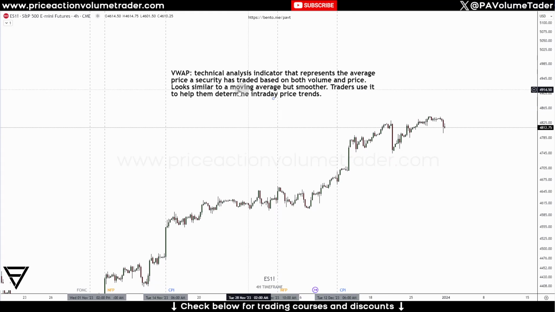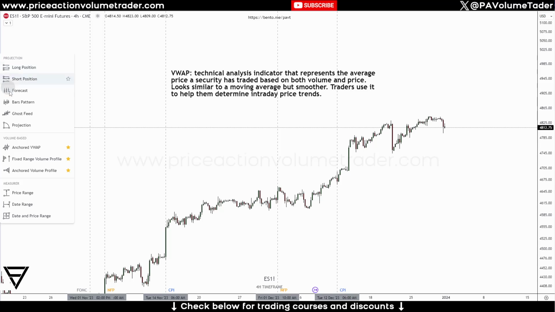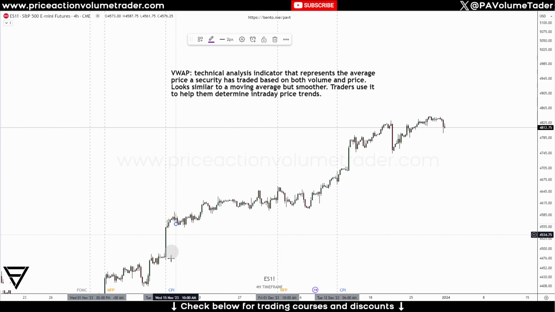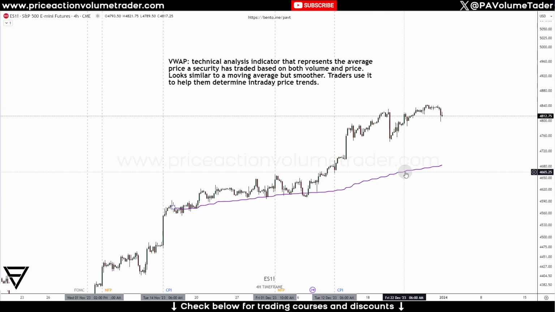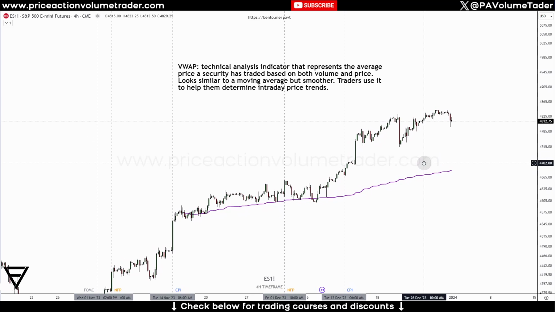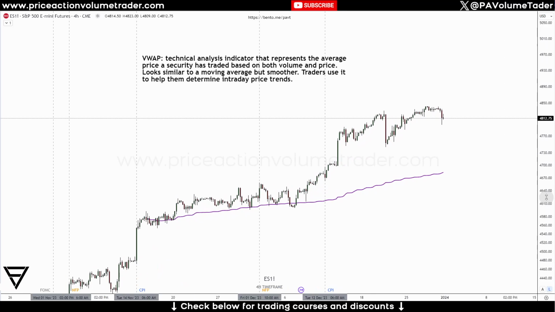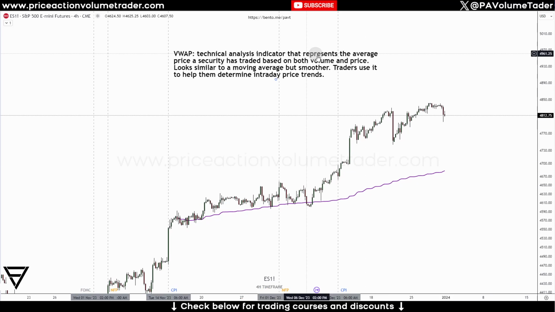Okay, so it's very similar. Let's just take one like that. You can see that it looks very similar to a moving average, but the moving average bases itself on a certain time period and the candle closes, so it only takes into account time and price, whereas the VWAP takes into account volume, time, and price. So it looks similar, but it is smoother. Traders use it to help them determine intraday price trends.